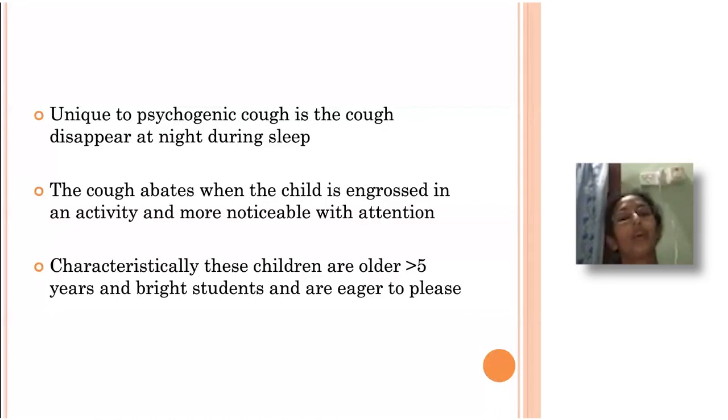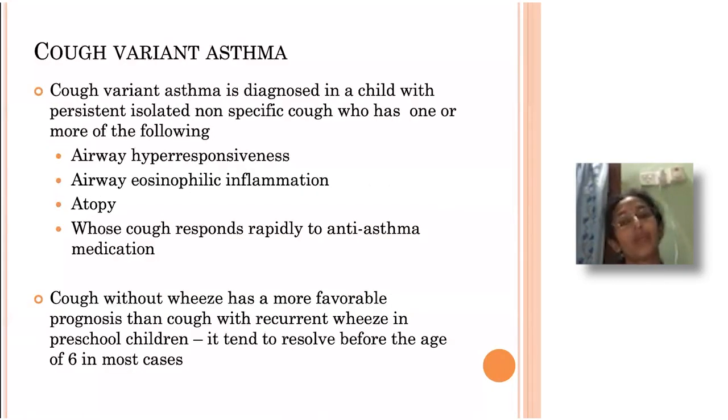The cough abates when the child is engrossed in the activity and is more noticeable with attention. Characteristically, these children are older, more than 5 years, and they are bright students who are eager to be pleased. The other one we have to think of, when a child presents with a chronic cough, is cough variant asthma.